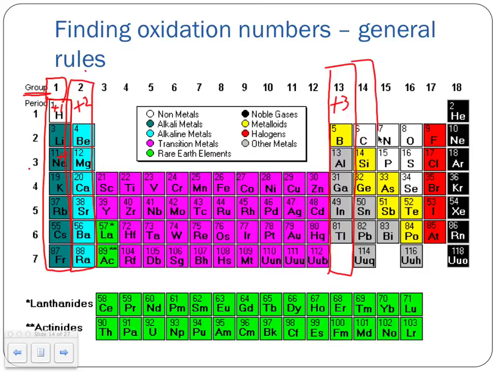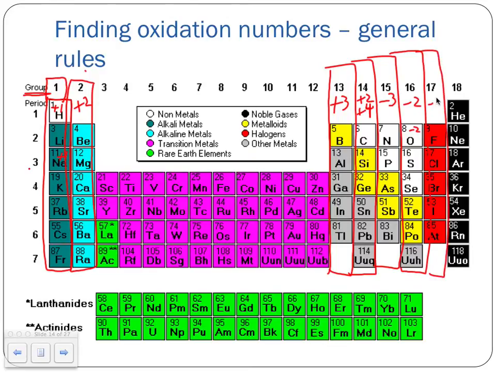Group 14 right here we said is either going to be +2 or +4. We'll get into why that is later on, but for right now that's what you just need to know, is that they could be either one, but those are the two common ones here. Group 15 we said is typically going to be -3. Group 16 is going to be -2. In fact, there's oxygen. We already said that was -2. That was one of our early rules. Group 17 right here we said is going to be -1.